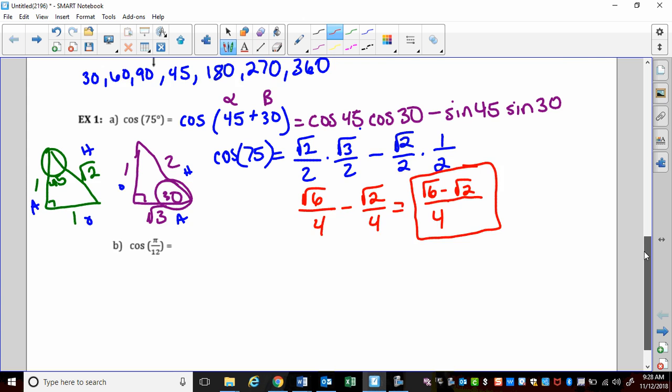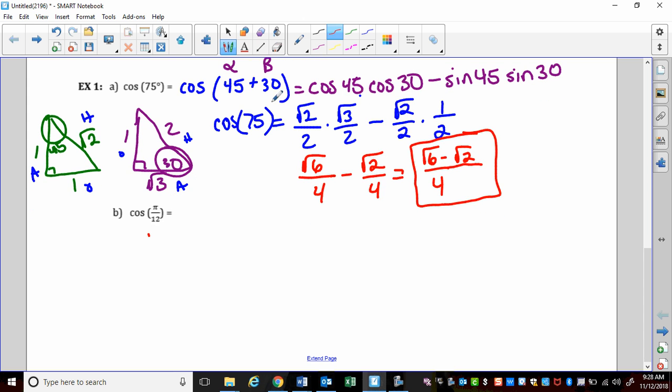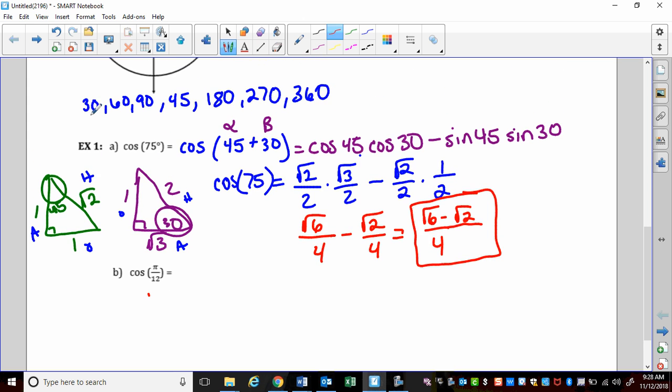Now let's do cosine at pi over 12. We don't know pi over 12. We only know pi over 6 is 30, pi over 3, and pi over 4. But pi over 12, I know that 4 and 3 go into 12. So let's try splitting this up. What if this is cosine of 4 pi over 12 minus 3 pi over 12? Because 4 minus 3 is 1, and that's what I need. I need 1 pi over 12.